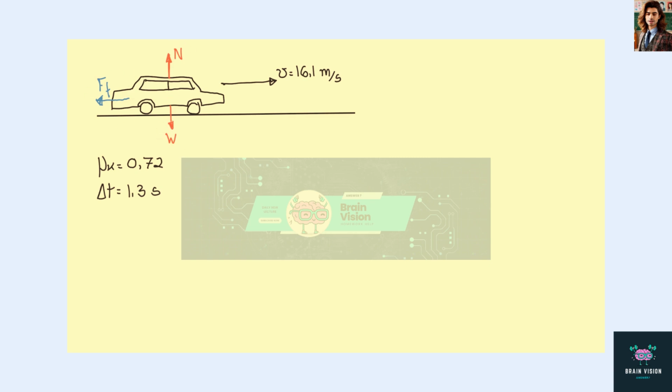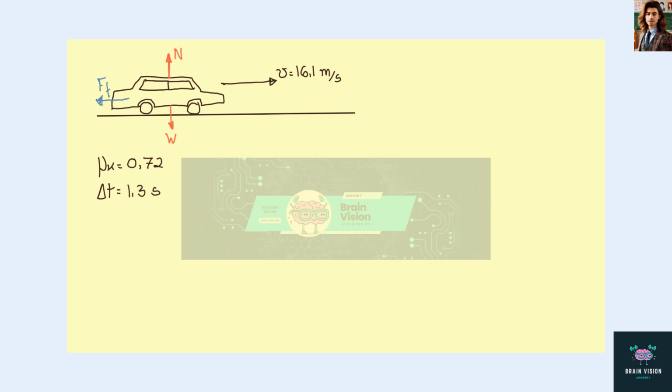In this question, there are three forces acting on the car: the weight force, the normal force, and the frictional forces. The initial velocity of the car is 16.1 meters per second. Given that information, we have to calculate the velocity of the car after 1.3 seconds given the frictional force. So we have to begin by calculating the acceleration of the car.